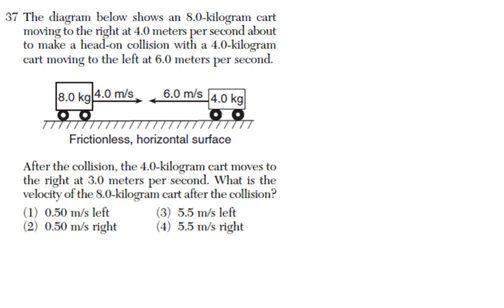The diagram below shows an 8 kilogram cart moving to the right at 4 meters per second, about to make a head-on collision with a 4 kilogram cart moving to the left at 6 meters per second. So they give you a diagram. After the collision, the 4 kilogram cart moved to the right at 3 meters per second. What is the velocity of the 8 kilogram cart after the collision?